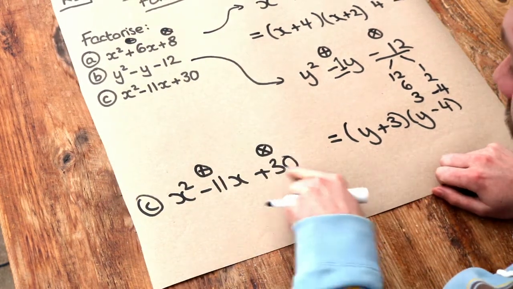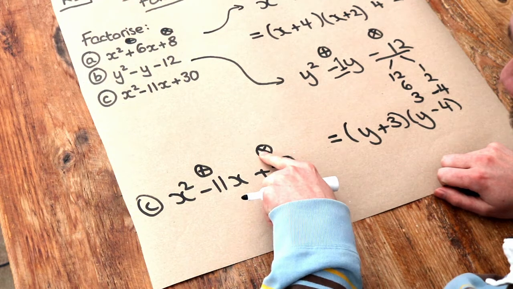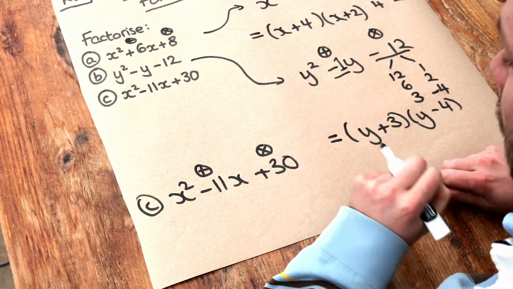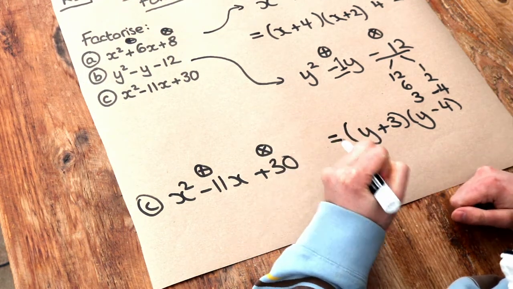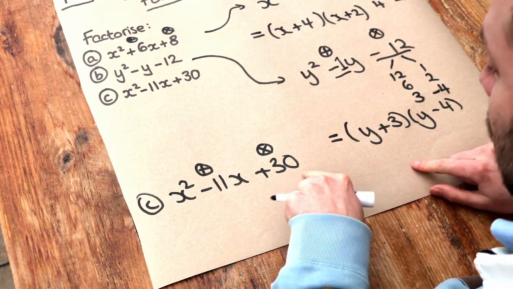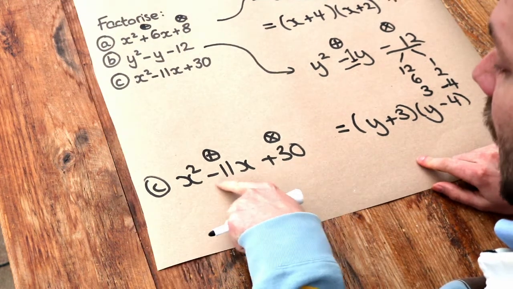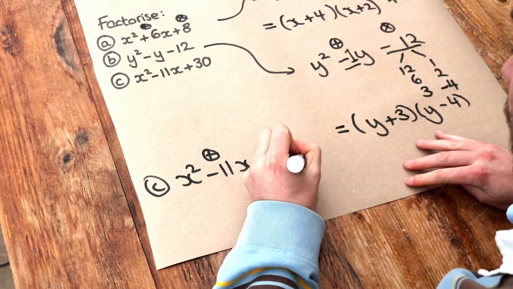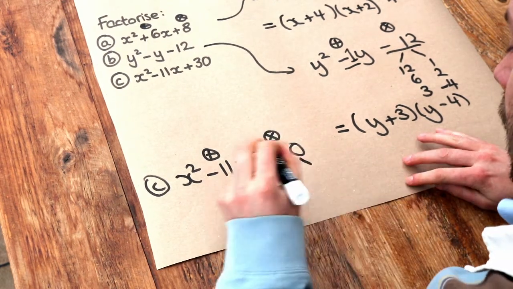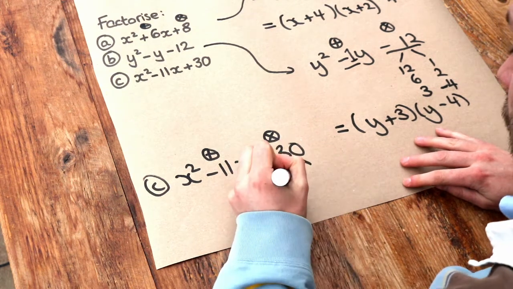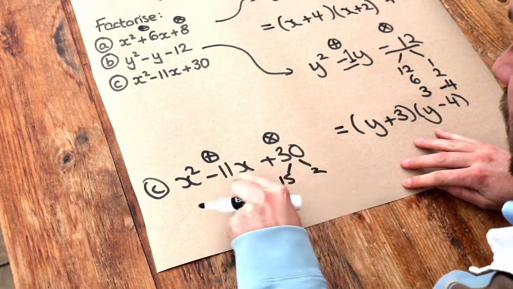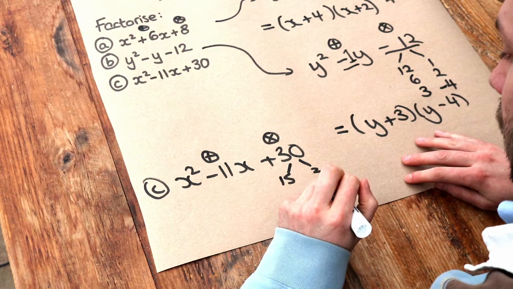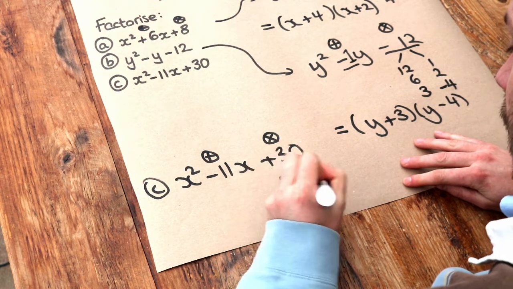Now, if they multiply to give a positive number, they multiply to give positive 30, then they've both either got to be negative numbers or both positive numbers. Now, they're clearly not both positive, because otherwise they wouldn't add to give a negative number. So they must both be negative numbers. So let's think of the factor pairs of 30. 30 and 1 is not going to work. 15 and 2, do they combine in any way to make minus 11? No, they don't.